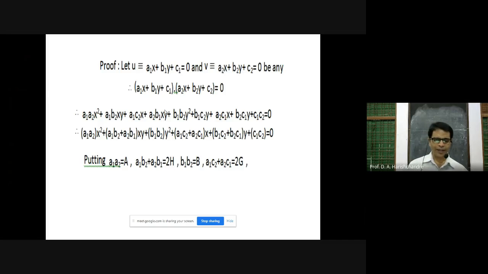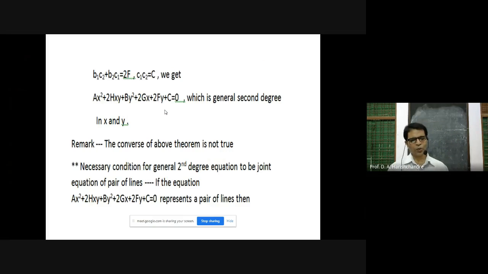is capital A. Similarly, the addition of these two constants, a1 b2 and a2 b1, let us assume the addition of these two constants to be twice h. After that, b1 into b2, suppose it is capital B. a1 into c2 plus a2 into c1, suppose it is twice g. After that, b1 c2 plus b2 c1, let us assume it to be twice f. And at last, the product of the constants c1 and c2, let us assume it to be capital C.